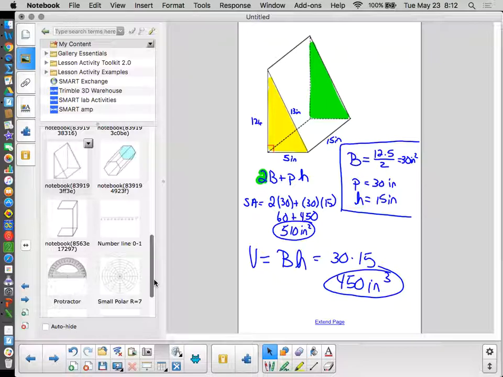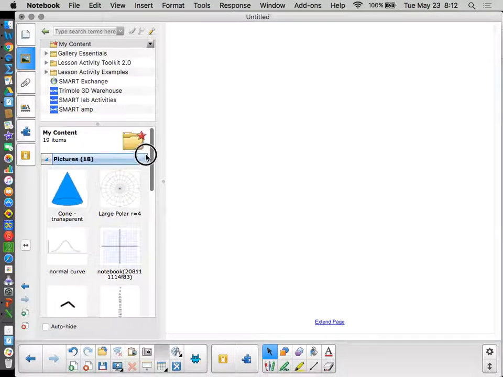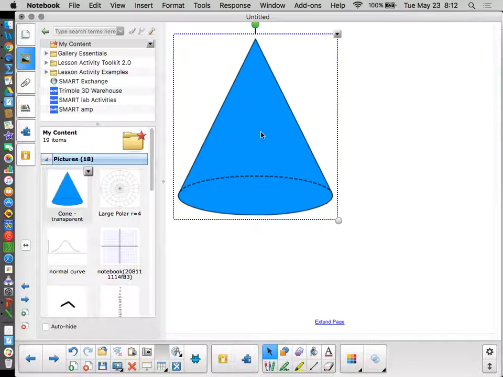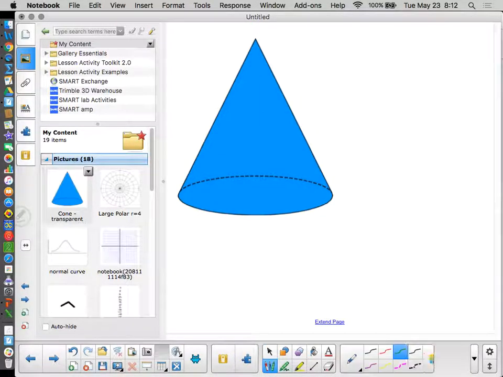Let's do a pyramid. We'll make my pyramid a cone. Okay? So 8 centimeters, 15 centimeters, and 17 centimeters are those measurements. Find the surface area and the volume of this cone.